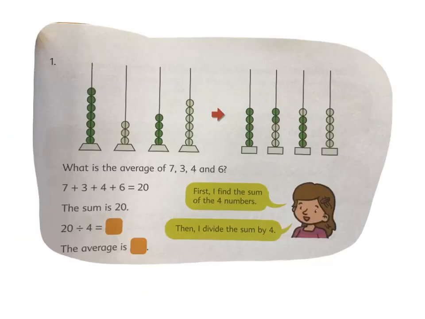Let's try another one together. We have, I don't even know what these are, but maybe some beads. We have 1 strand of beads, 2 strands, 3, and 4. So we have 4 total strands or pieces. What we're going to do is make sure we know that there are 7, 3, 4, and 6. What we're going to do is just add them.